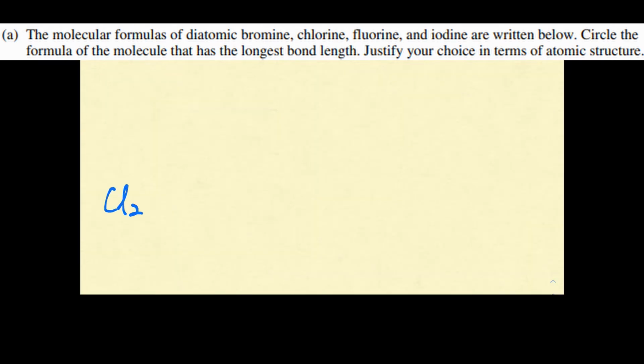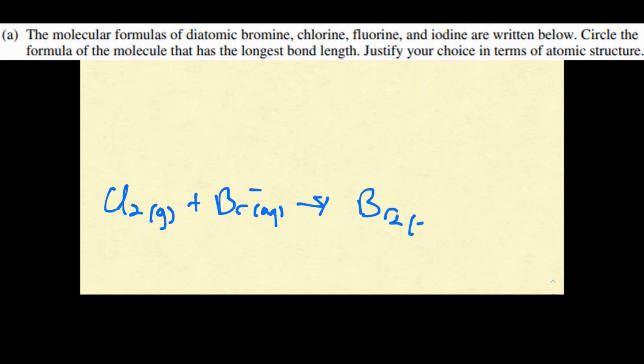We still have to write the balanced net ionic equation. Since the only substances changing oxidation states are bromine and chlorine, we only leave those in and balance because they are all molecules in their natural states.